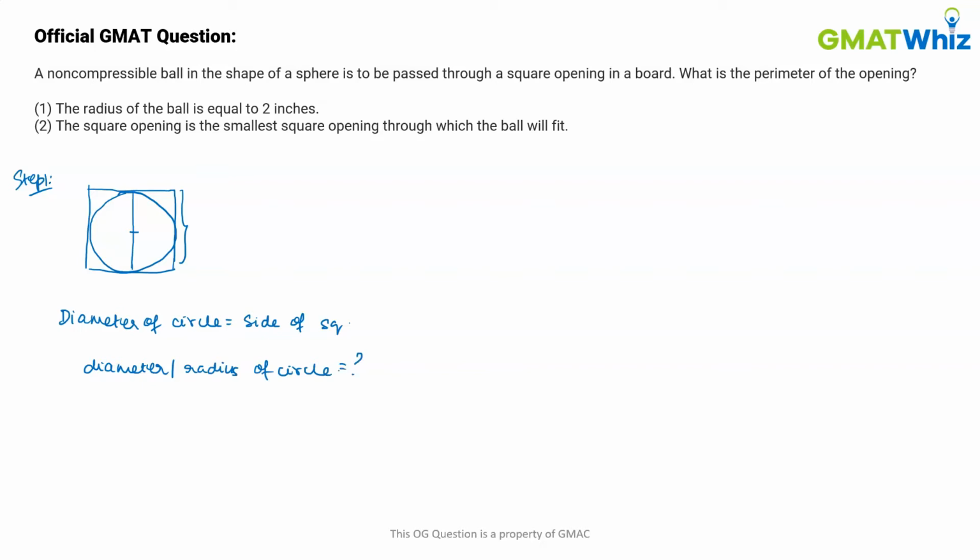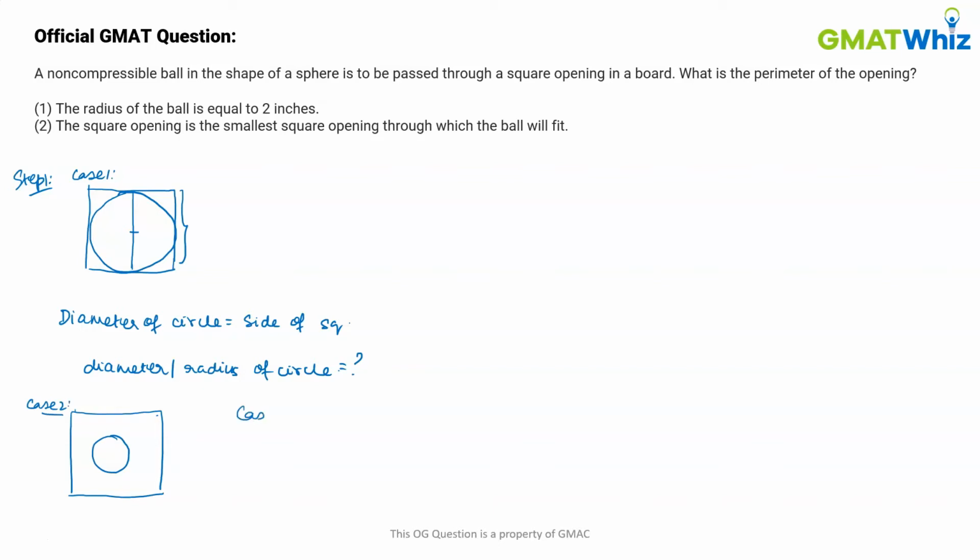Now, this might not always be the case. For example, we have no information about the size of the square opening. So, it is possible that the square might be very large and the ball is very small. So, in this case, the diameter of the circle will not be equal to the side of the square. So, let's write this as case 1, this as case 2.